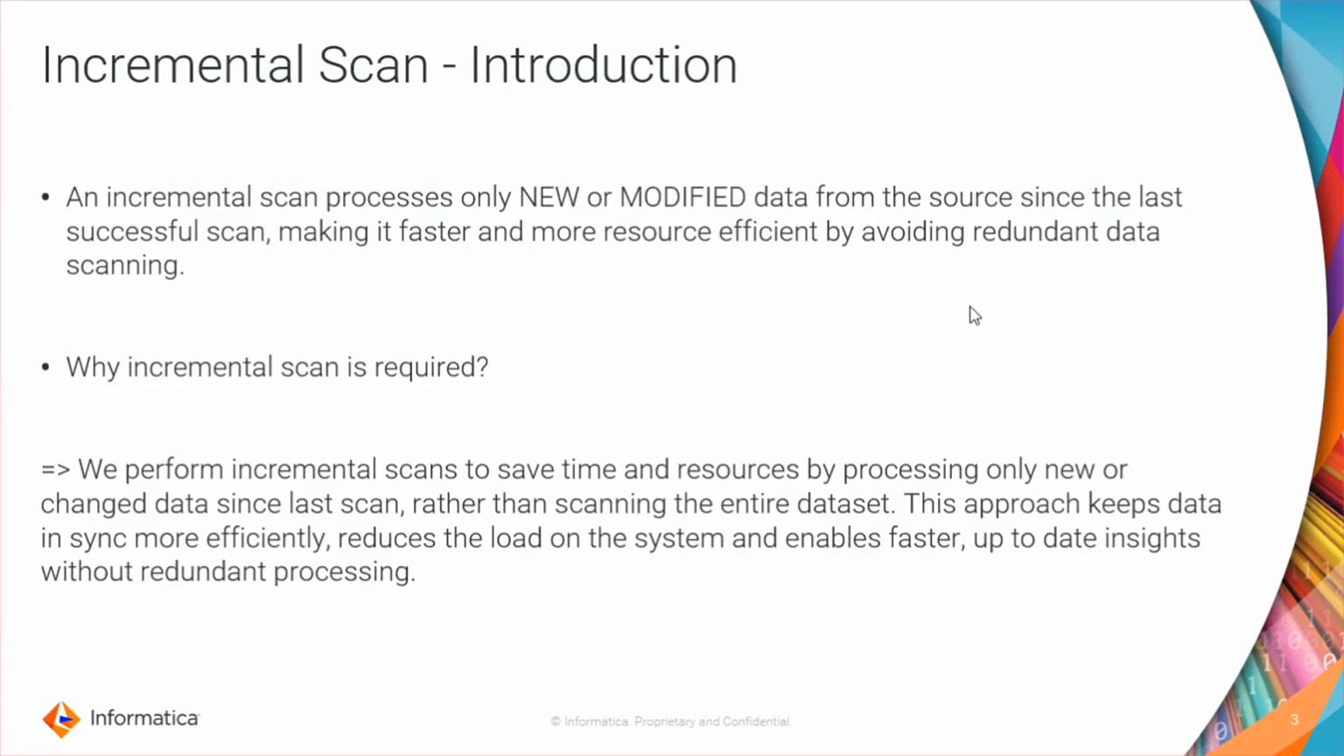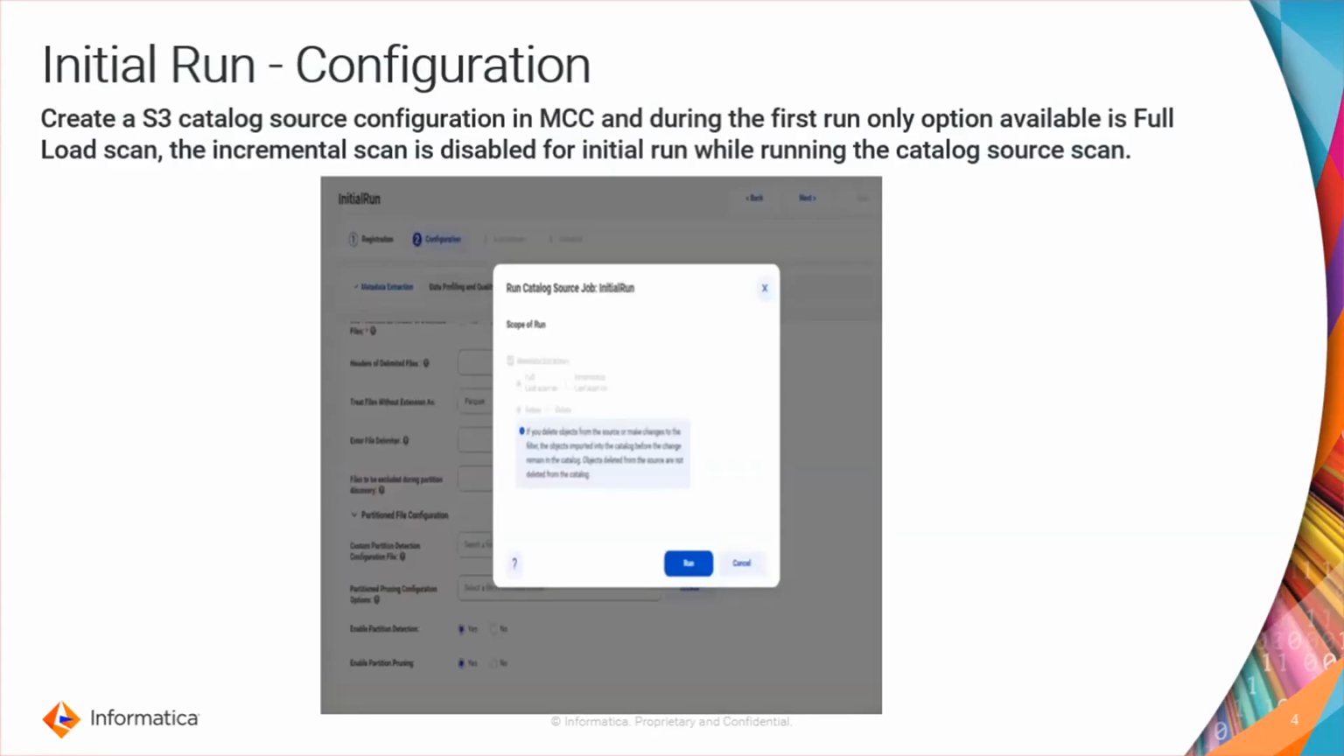Going forward, we'll see the initial run and the configuration required for the initial run of Amazon S3 scans. So first of all, the requirement is to create an Amazon S3 catalog source configuration in Metadata Command Center. And during the first run, the only option available to us will be the full load scan. The incremental scan would be disabled for the initial run while running the catalog source scan, because the first run or the initial run will have to mandatorily capture all the data provided in the configuration filter options for the S3 catalog source configuration.